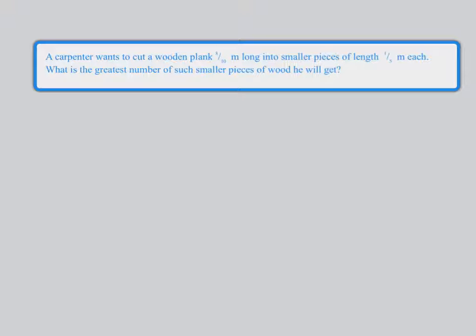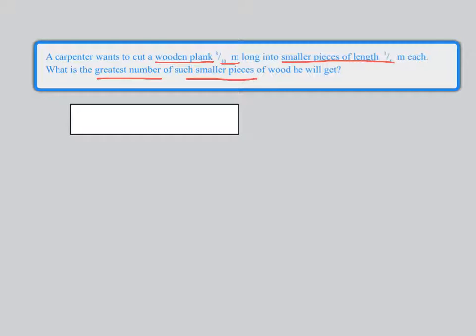Let's read the problem. A carpenter wants to cut a wooden plank 8/10 meters long into smaller pieces of length 1/5 meters each. What is the greatest number of such smaller pieces of wood he will get? It's very important that we highlight the different parts of the problem and try to model or sketch what the problem actually looks like. So as you can see here, we have a wooden plank. It's this long, 8/10 meters, and you want to cut it into smaller pieces of length 1/5 meters each. And we want to know the greatest number of such smaller pieces of wood that he will get.